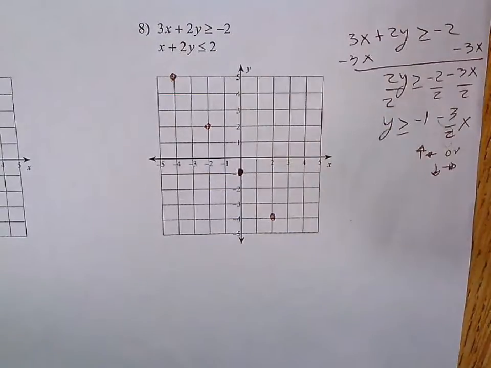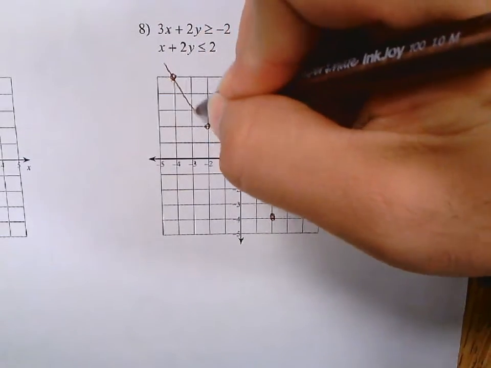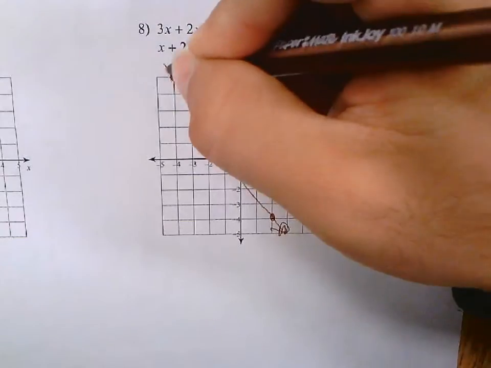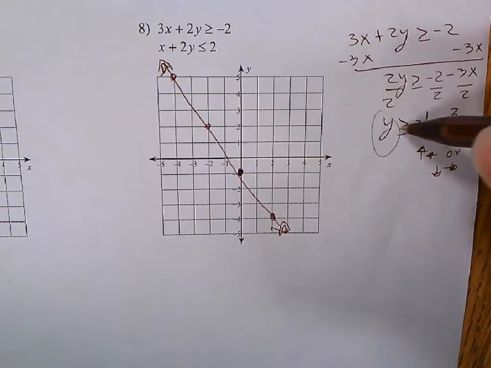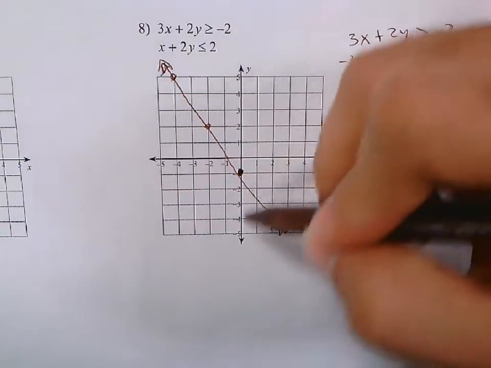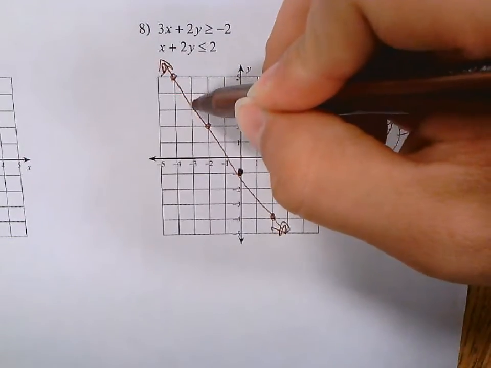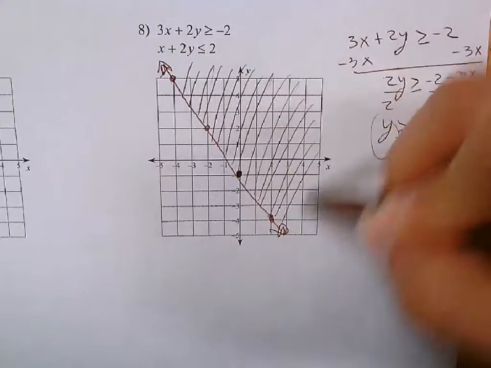So after I plot the slope, I need to draw the correct line. Because I have the greater than or equal to inequality, I'm going to use a solid line. And again, I covered this in my first video. So I'm going to draw a solid line. And lastly, I'm going to shade. Because it says y is greater than, I'm looking for all the values that are greater than y. So in this case, I'm going to shade up because of the greater than or equal to sign. So that's where I'm shading.